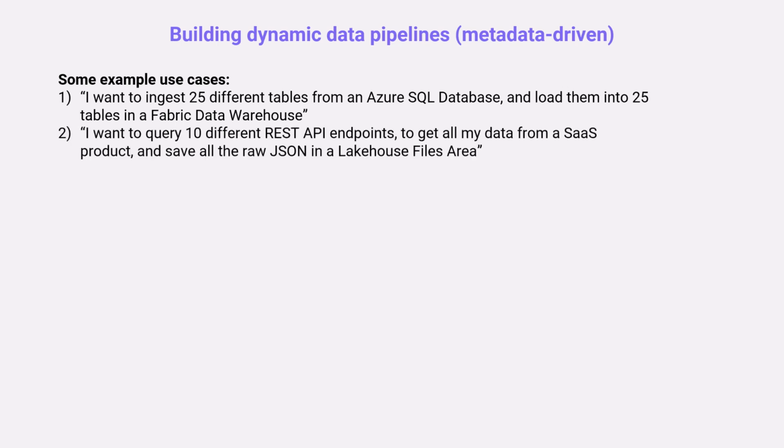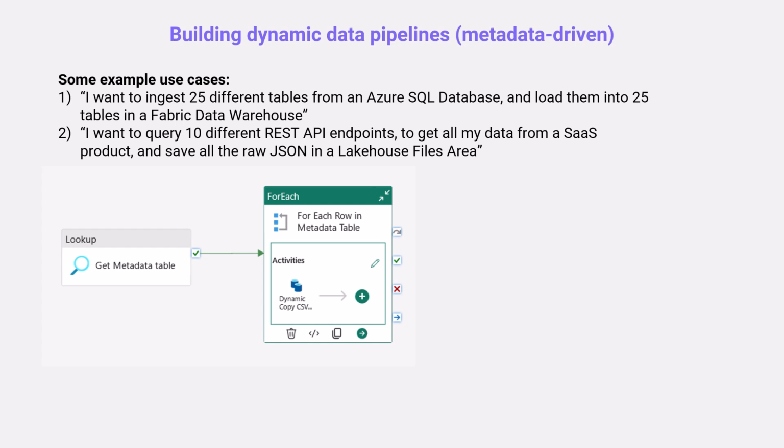Another example is I want to query 10 different REST API endpoints to get all of my data out of this SaaS product API and save all of the JSON responses in a Lakehouse files area. Now, a very simple way of viewing what this would look like is essentially you need to store all of the connection details. So what your table name is, what your schema name is in that database. Let's take the first example. You need to store those somewhere in your Fabric environment.